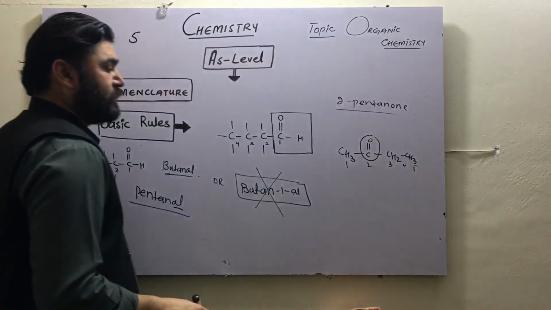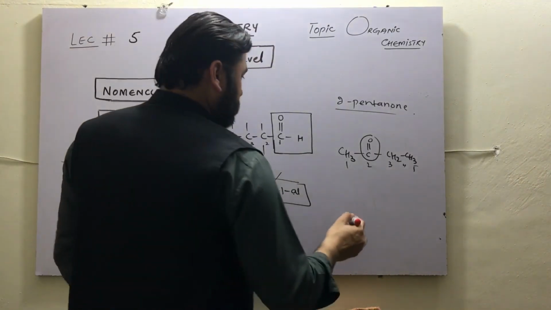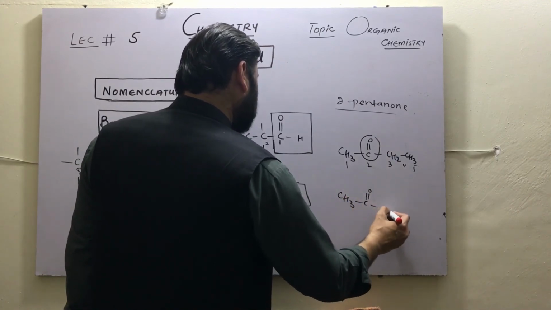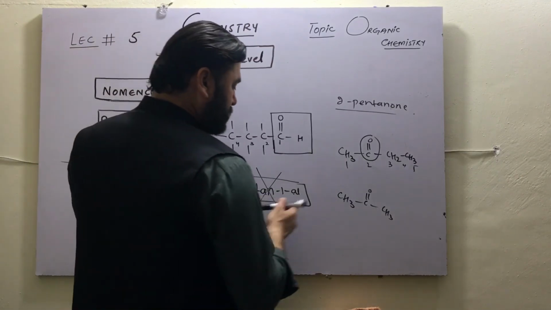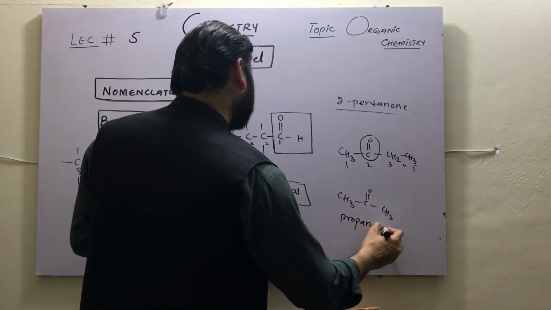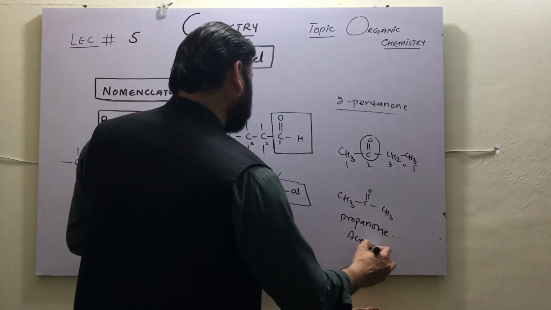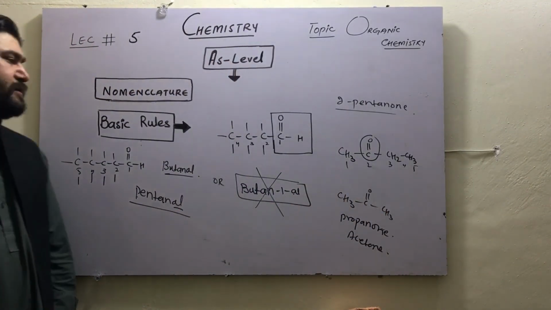2-pentanone. And suppose it's acetone, CH3, C double bond O, CH3. So you can say 2-propanone or acetone is the name. This is also called propanone, or simply we can say acetone is also a name of this compound. So this is important for aldehyde and ketone.